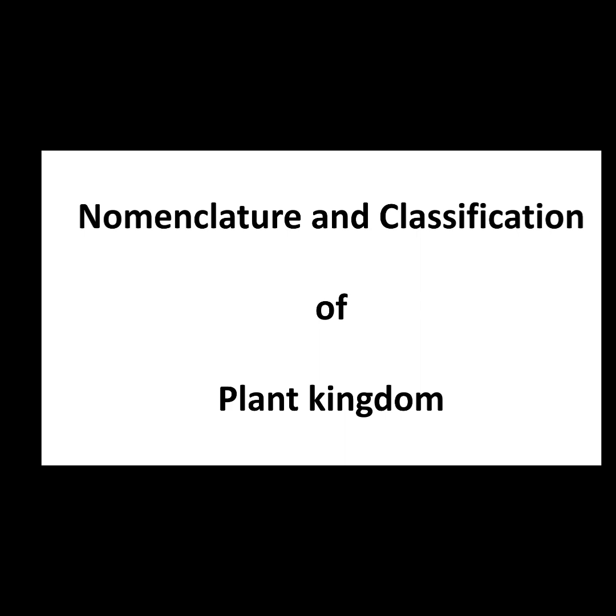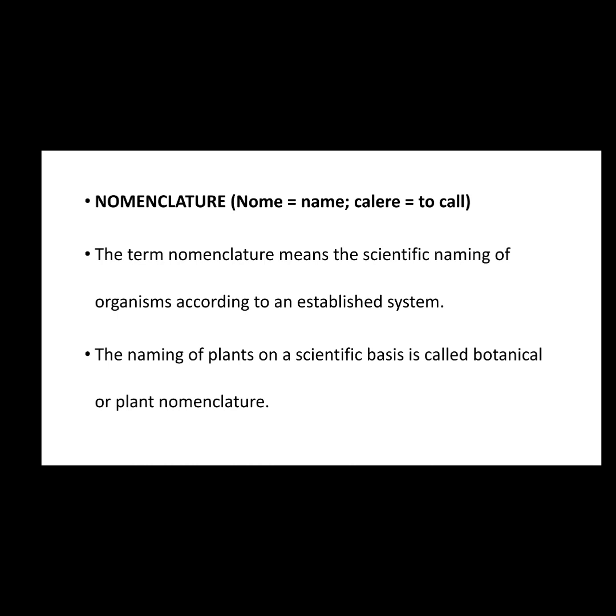As I have already told you, I will upload a video on nomenclature and classification of plant kingdom at 9 p.m. So here it is. Let us discuss. First of all, nomenclature. What is the meaning of nomenclature? Nomenclature means simply naming of an organism. When it is the naming of a plant, it is known as plant nomenclature or botanical nomenclature.